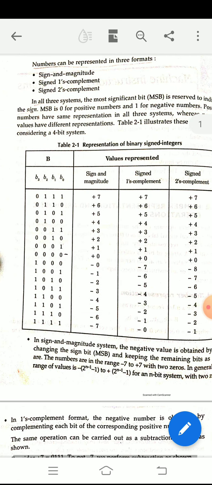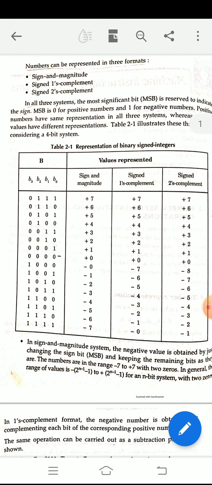And what is the sign magnitude? 0111 is plus 7, 0110 is plus 6, 0101 is plus 5, 0100 is plus 4, and so on up to 0000, which is plus 0.